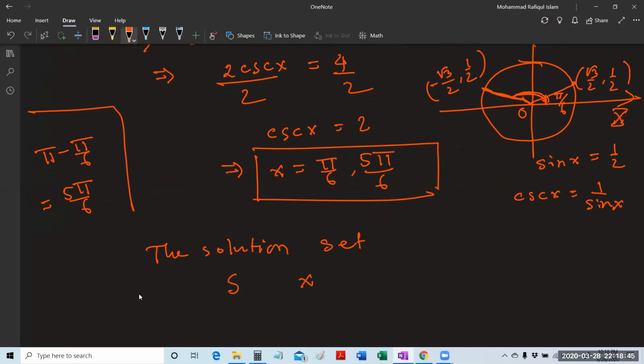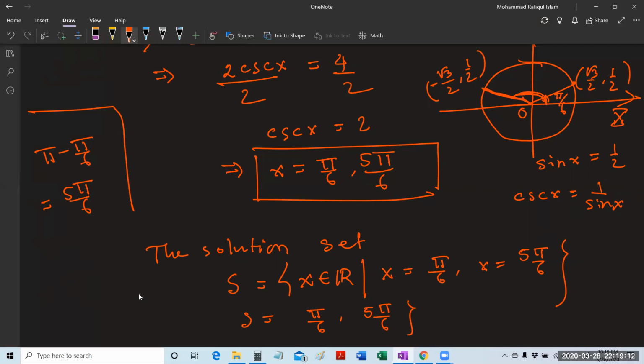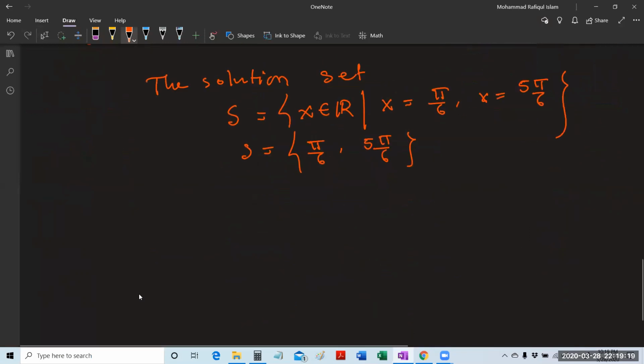let's say the set is S equals x belongs to R, such that x equals pi over 6 and x equals 5 pi over 6. Or simply we can just write S equals pi over 6 and 5 pi over 6. Both forms are acceptable. All right. So let's solve one more problem.